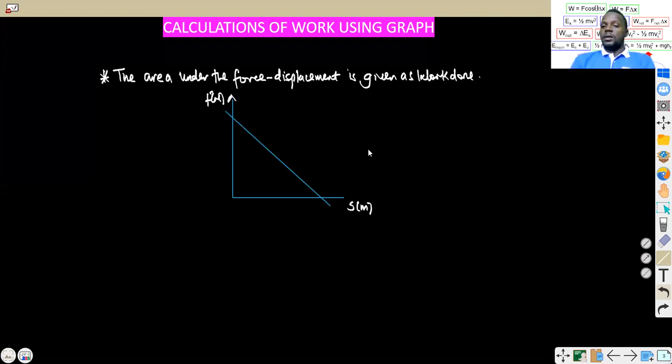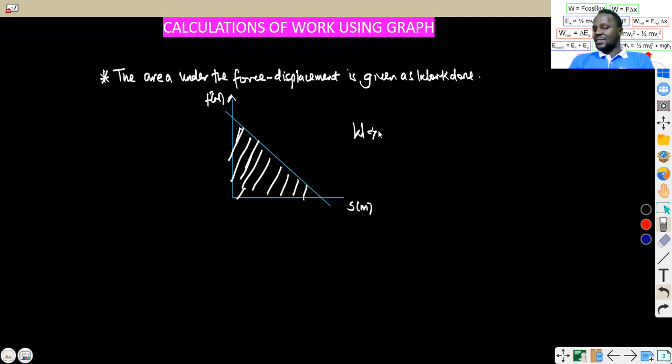You can see now, if you shade this portion, the area under this curve is the work done. The area of this shape is going to give you the value of work done. So work done by the body on this graph is the product of force and displacement, F times X, and F times X is the area under the curve.